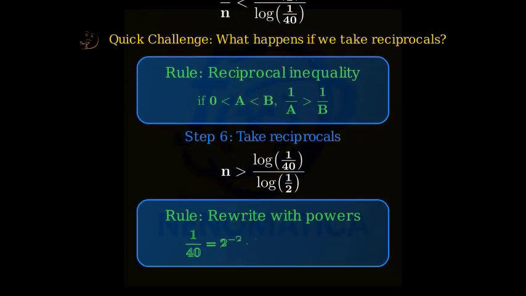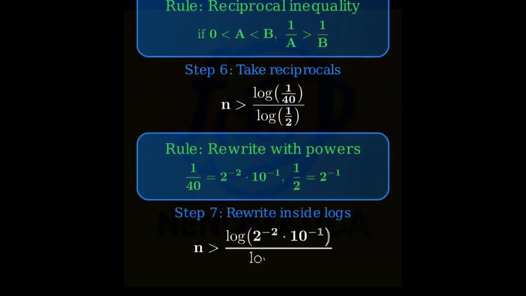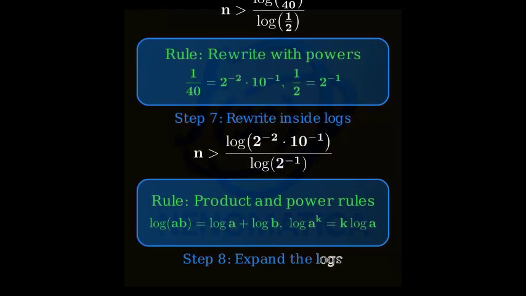Step 7. Rewrite the arguments as powers of 2 and 10. 1 over 40 equals 2 to the power of negative 2 times 10 to the power of negative 1. 1 over 2 equals 2 to the power of negative 1. Step 8. Expand using product and power rules for logarithms.